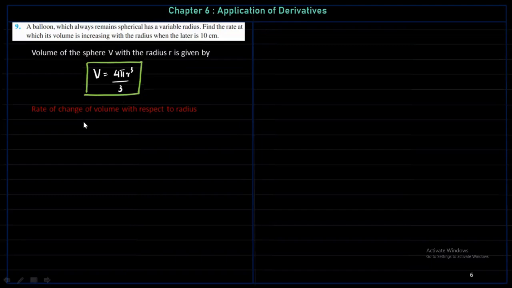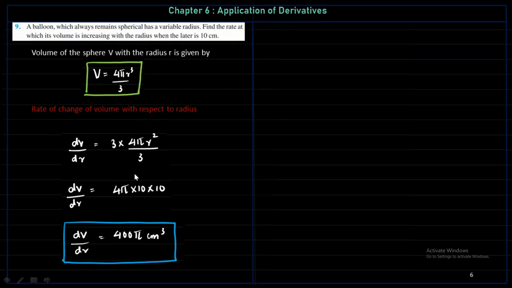Now what do we have to find out? Rate of change of volume with respect to radius. So dV over dr, right? So no dr over dt. We just have to differentiate this and we'll get our answer. When I differentiate this, I'll get 3 multiplied by 4 pi over 3 multiplied by r raised to the power of 2, using the power rule. 3 and 3 will cancel out. 4 multiplied by pi multiplied by r square, which is 10 multiplied by 10, is 100. 100 multiplied by 4 pi is 400 pi centimeter cube, because we are talking about volume now.